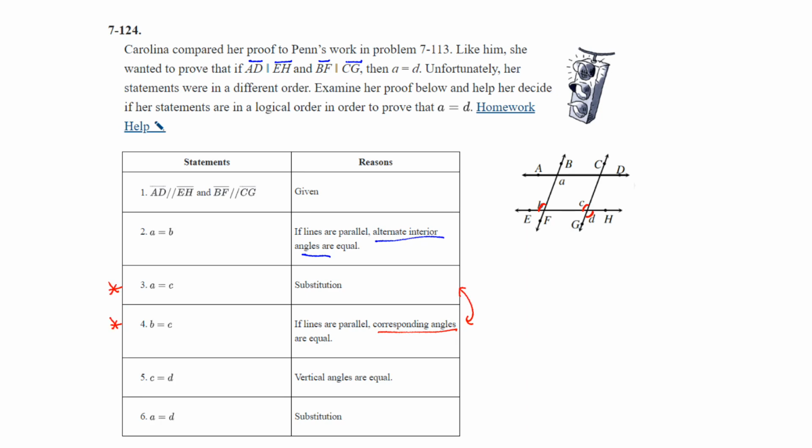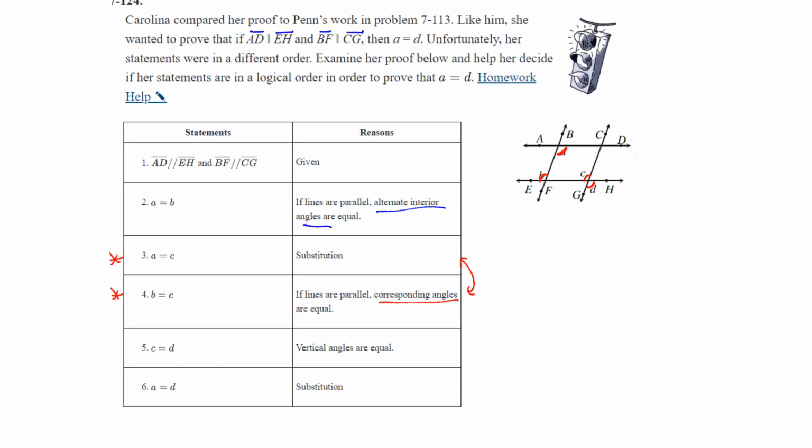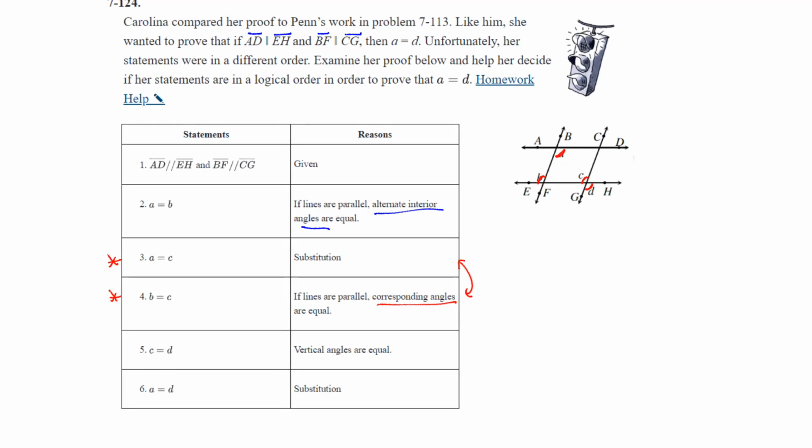And then A is equal to D because of substitution, which I think should be good, because you are substituting from up here. If A is equal to C, then you can replace C with A, and A is equal to D. So substitution would work there. That seems fine. So from what I'm looking at right now, it just needs 3 and 4 to be flipped. And then everything else looks like it's good.